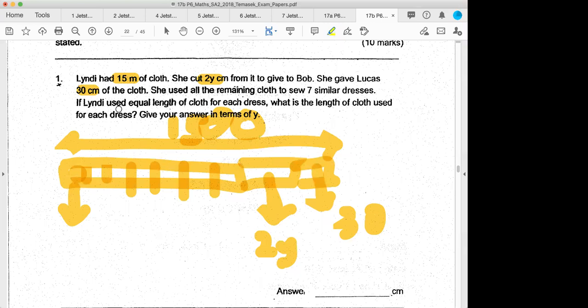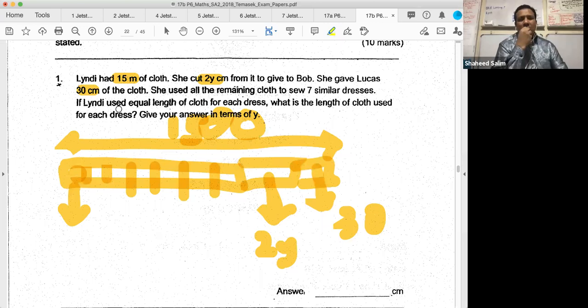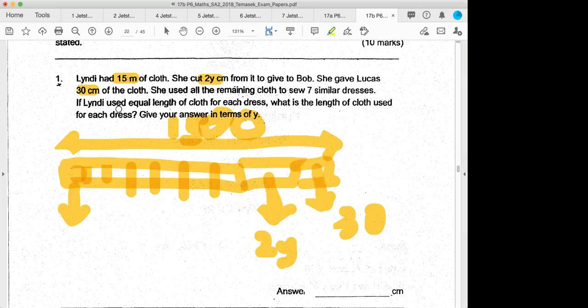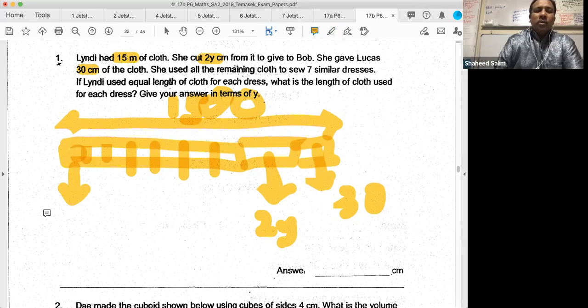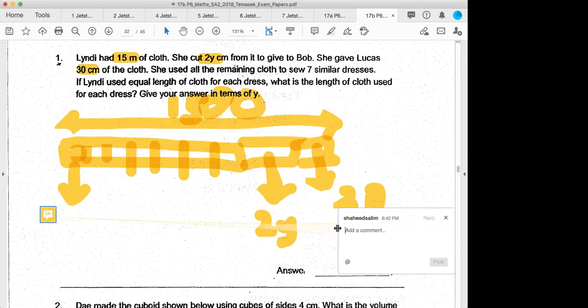What's the answer? The answer is what Sophia says. 1470 minus 2y divided by 7. I got the same. You got the same? 1410 minus 2y over 7. Yes. Okay, so now we do step by step. What about Zahira? Zahira, are you there?